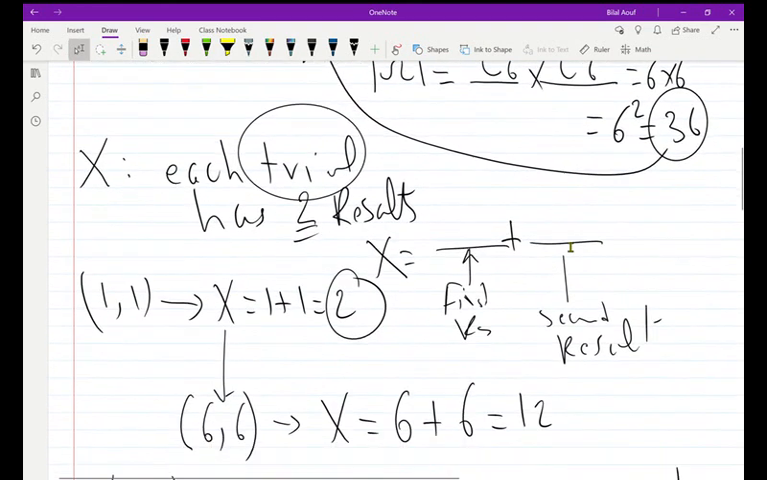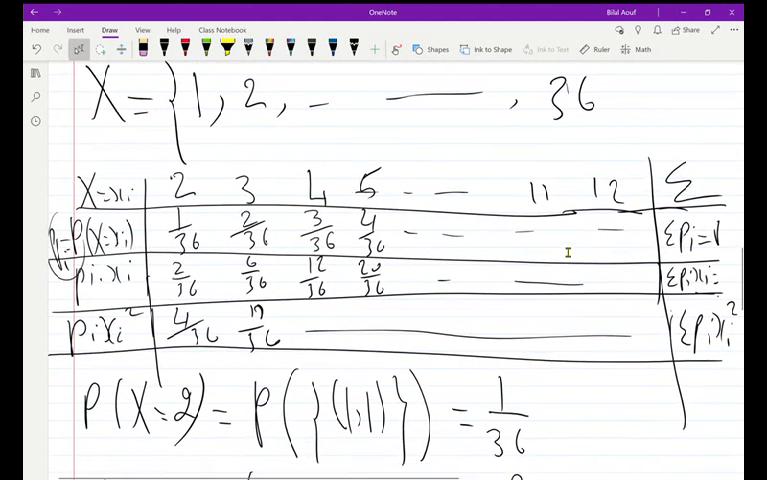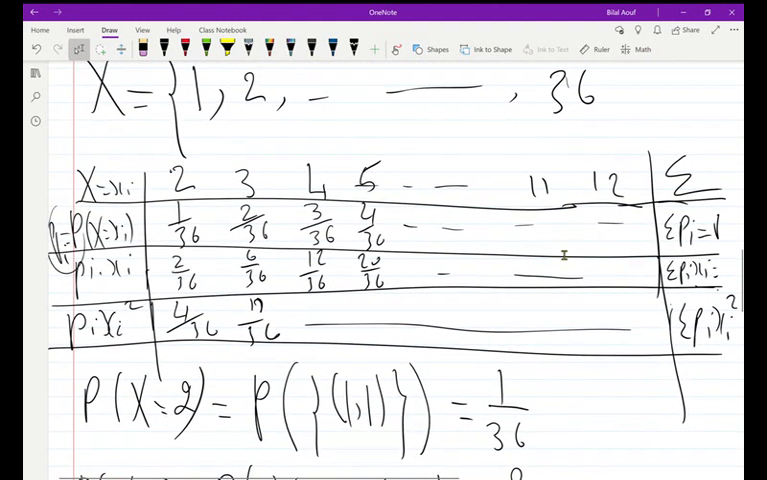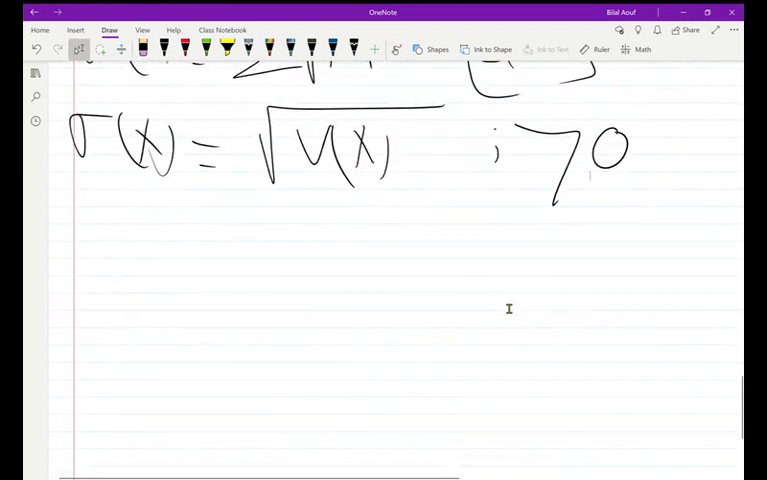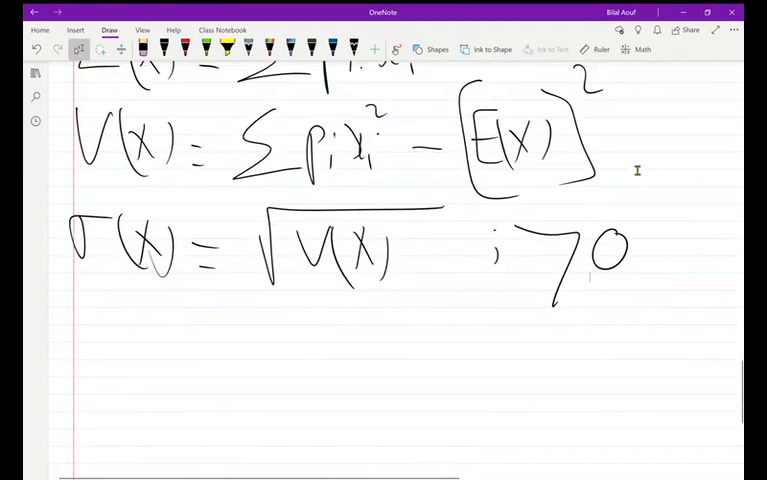Always we organize the values of X and all the parameters that I have asked you to find in a table. I make this table first. I put the values of X. The second row is the probability of each value. The sum must equal 1. Then the third row is probability times value, pixi, to obtain E(X). Then the fourth row is pixi squared, summation pixi squared, to find the variance. There's also one row I can add if you ask to find it.